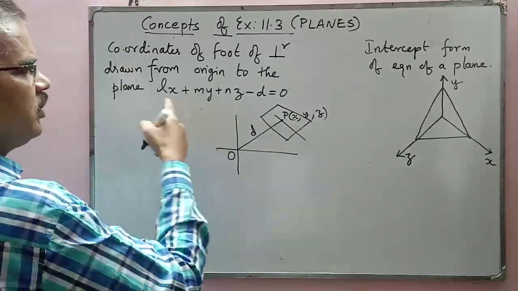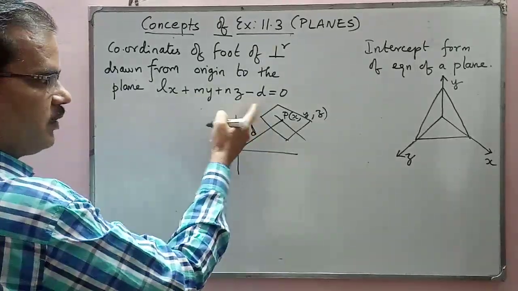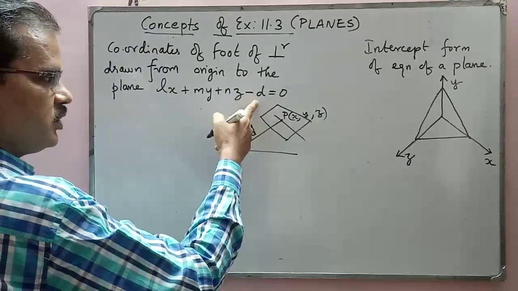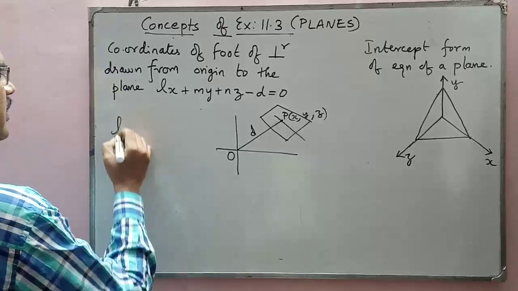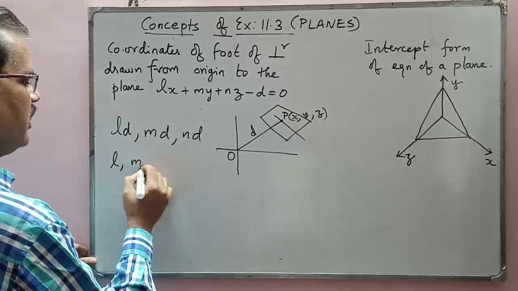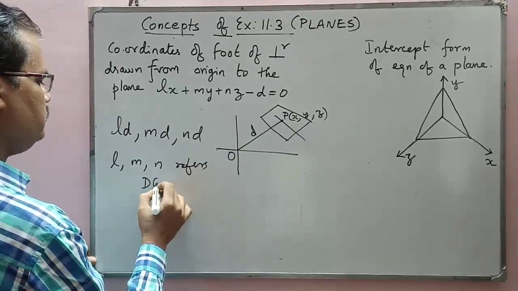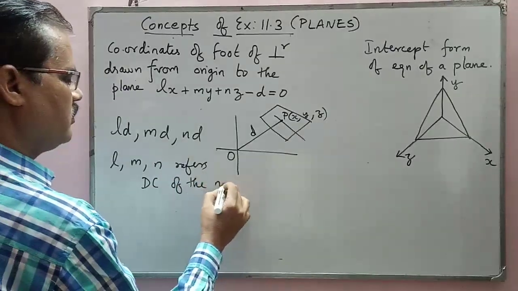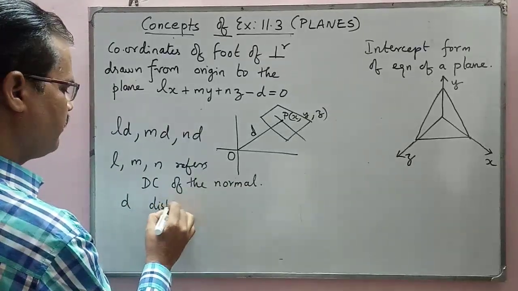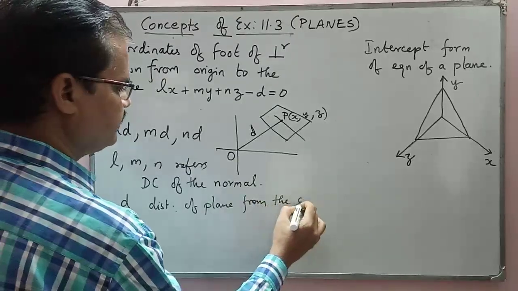You know that we have to convert the equation to the standard form. Can you see this? It's a normal form of the plane. So this format you have to convert, then you will have the d value here, the distance from the origin to the plane. Using that you can very easily find lD, mD and nD, where l, m, n refer to the direction cosines of the normal. Normal means the perpendicular. And d refers to the distance of the plane from the origin.